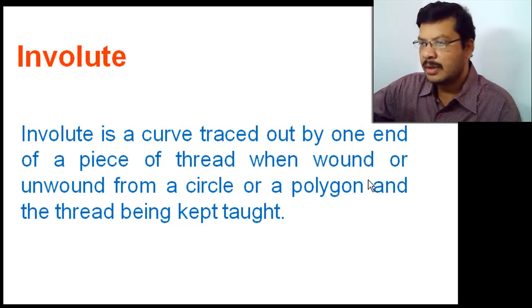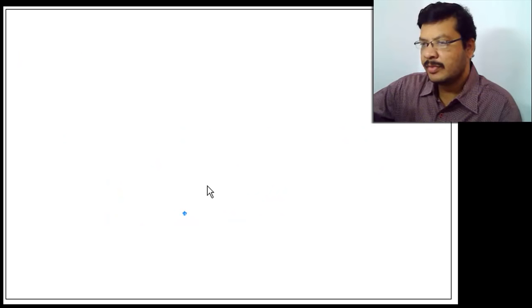In this tutorial, I'll explain how to draw an involute. The definition of the involute is something like this. Involute is a curve traced out by one end of a piece of thread when wound or unwound from a circle or polygon and the thread being kept tight. That means when you are winding the thread or unwinding the thread around a circular disc or polygonal disc, you will get an involute. Now I will explain how to draw an involute.